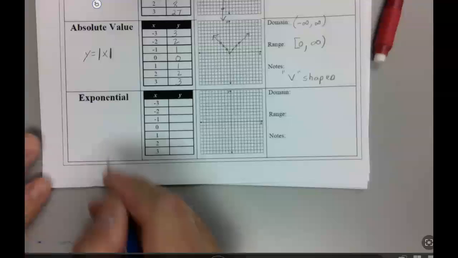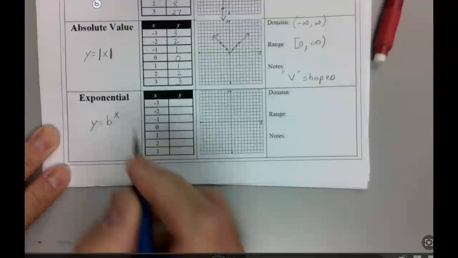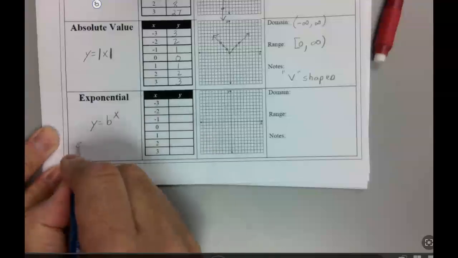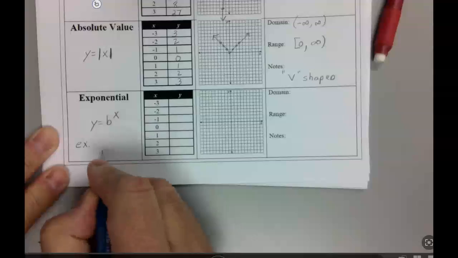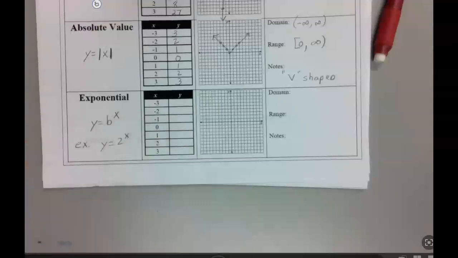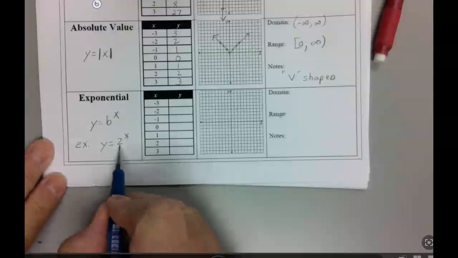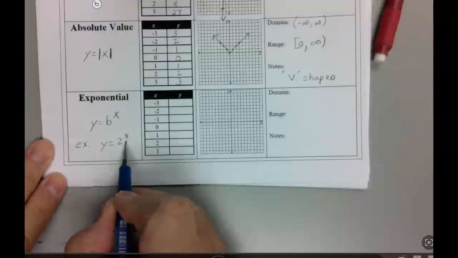Exponential. Y equals base b to the x. An example for that one there would be y equals 2 to the x. Okay, so we're going to use 2 to the x as our example when we graph it, okay? All right, so how many remember what 2 to the negative third power is?